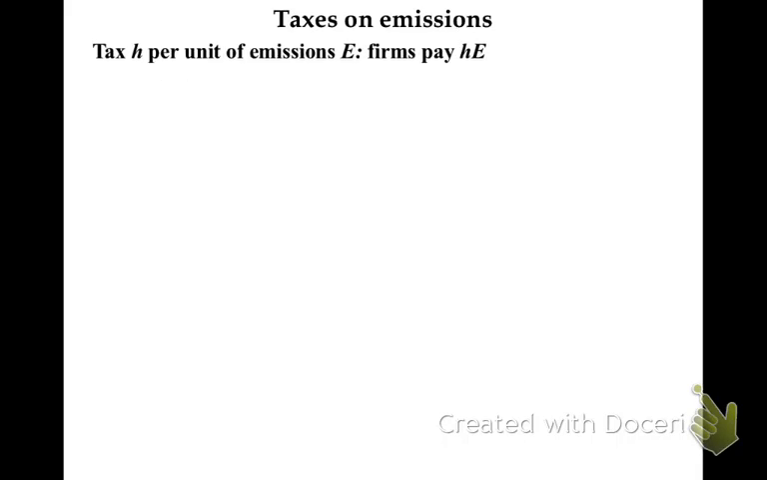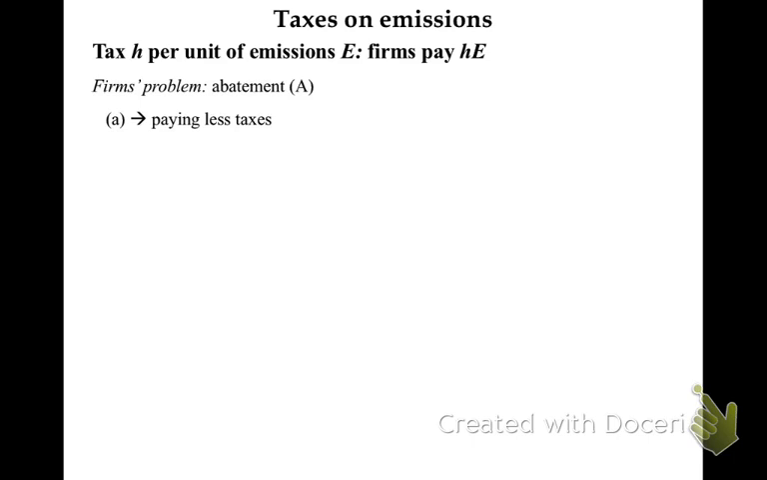So we have the total amount of emission, which is E, and we have a unit tax on the emissions, H. Then firms have to pay H times E. What is the problem of the firms? It is to choose the level of abatement. Why? Because if the firm abates, then the firm will pay less taxes.